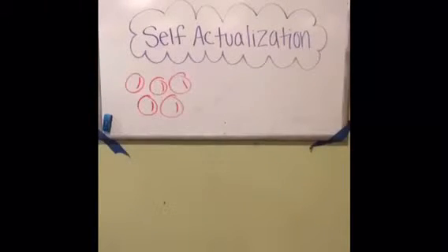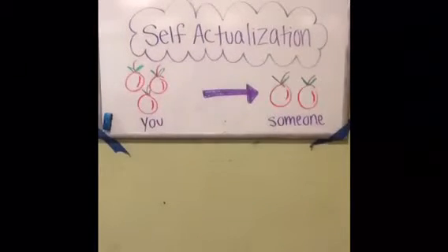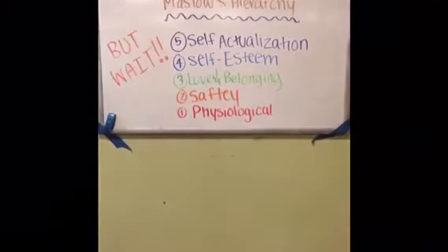Self-actualization. This is the last part of Maslow's hierarchy. Say we have apples. Just, those are hypothetical apples. You have lots of them. You share them with someone else. Now you have achieved self-actualization. Together, these make Maslow's hierarchy of needs: physiological, safety, love and belonging, self-esteem, and self-actualization.